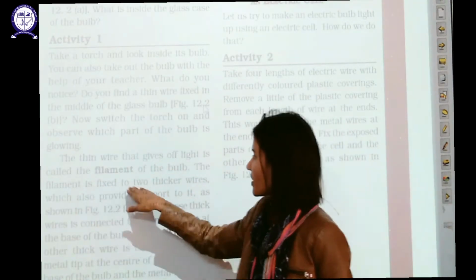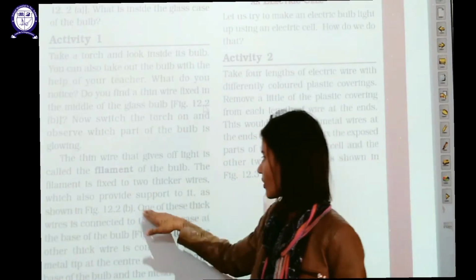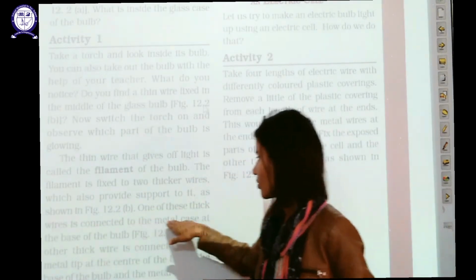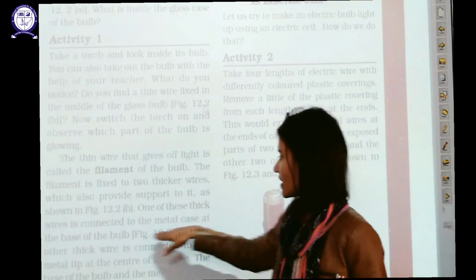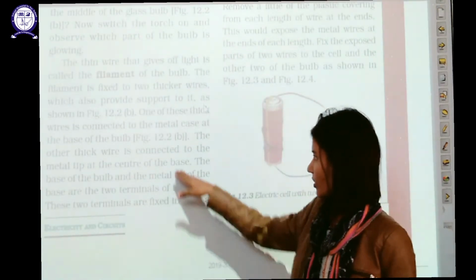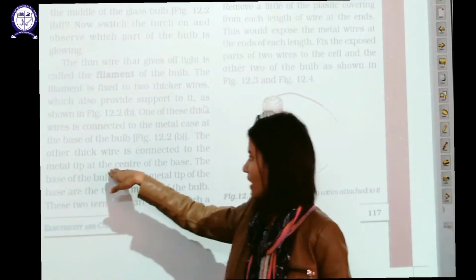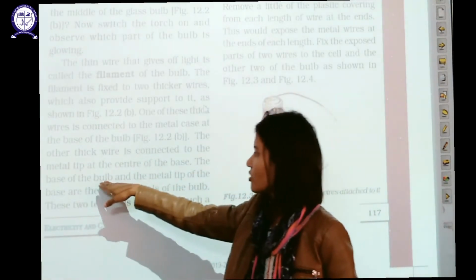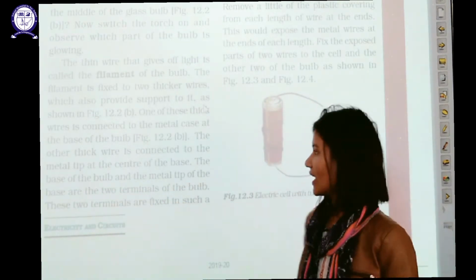The filament is fixed to the thicker wire, which also provides support for it. One of these thick wires is connected to the metal case, and the metal case is present at the base of the bulb. It is one of the two terminals we are talking about. The other thick wire is connected to the metal tip at the center of the base. The base of the bulb and the metal tip of the base are the two terminals of the bulb.